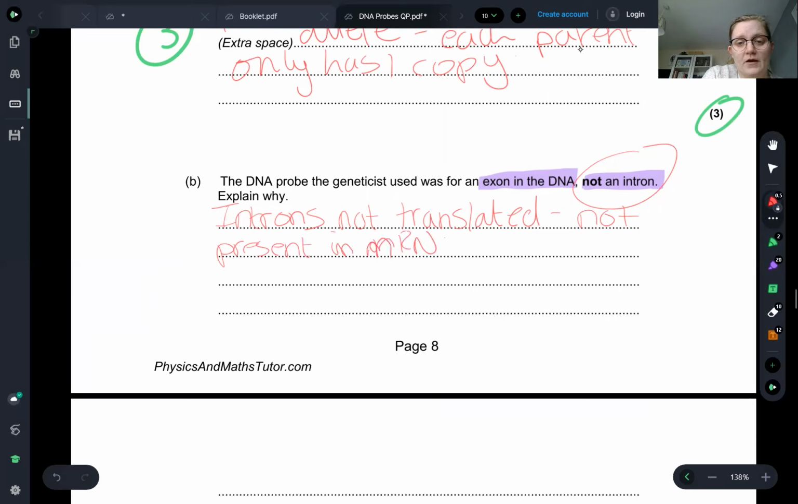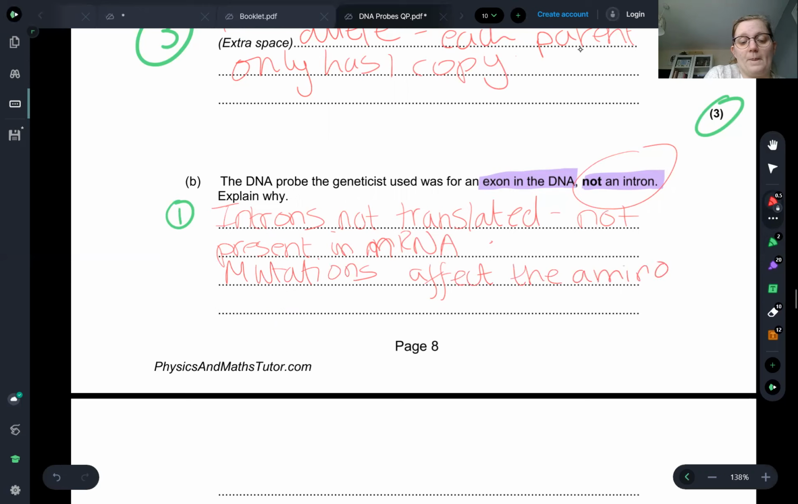So we wouldn't be able to test for that anyway, because when we're doing these DNA probes, we get the mRNA and then we turn it into complementary DNA, the cDNA, and we can't do that. We can only do that from the mRNA, so they wouldn't be present to start off with. And actually, these mutations affect amino acid sequences, so they're not going to be present in introns. This deletion is going to affect the amino acid sequence.